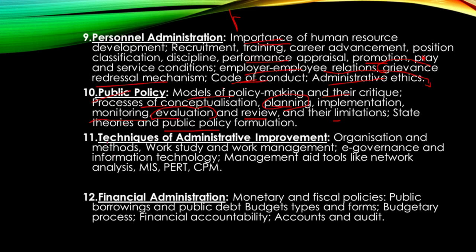The techniques of administrative improvement. For administration, you need to improve to get a good output. So for that improvement, there are techniques used in administration. First is organization and methods, work study and work management, e-governance, information technology. With the help of e-governance and information technology we are able to improve our administration, and management aided tools like network analysis, MIS, PERT and CPM.